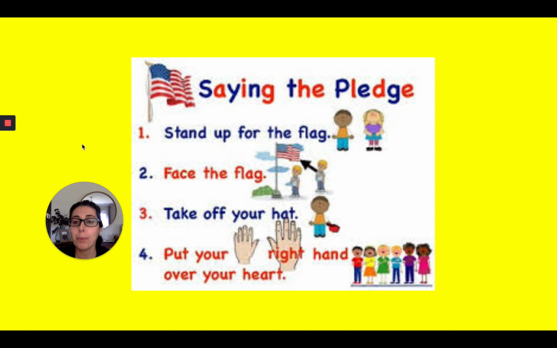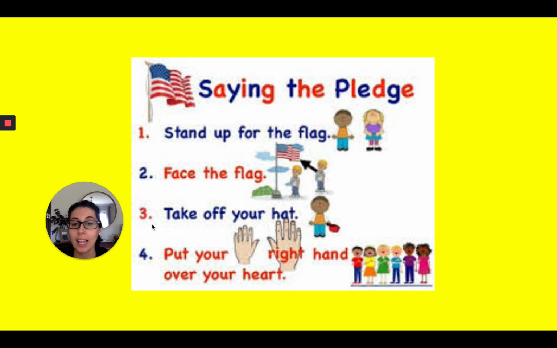So what do people usually do when they say the pledge? Well, you probably know because we say the pledge in school every day. When people say the pledge, they usually stand up for the flag, face the flag, take their hat off, and they put their right hand over their heart.